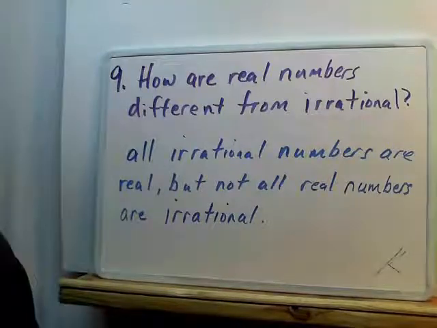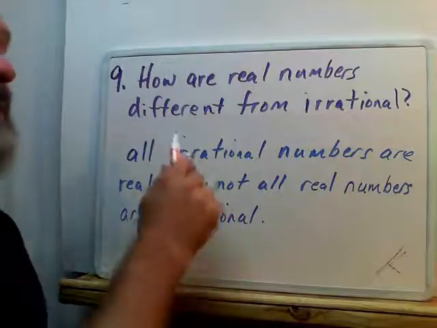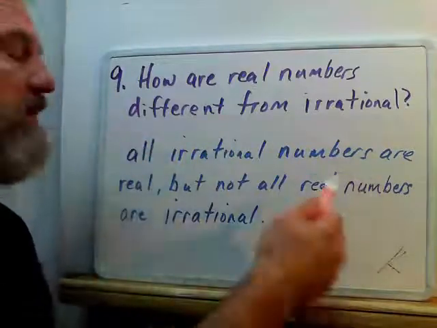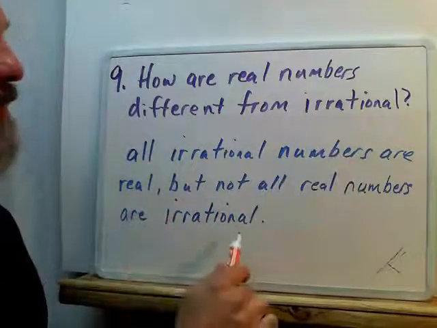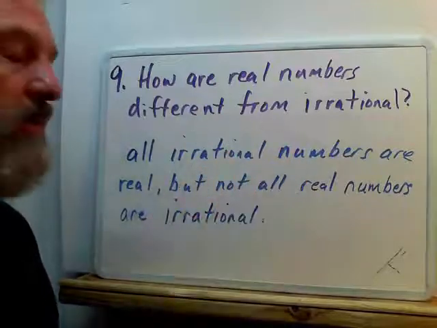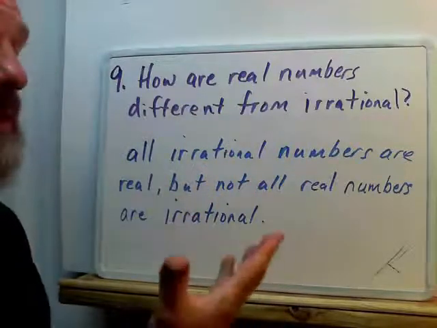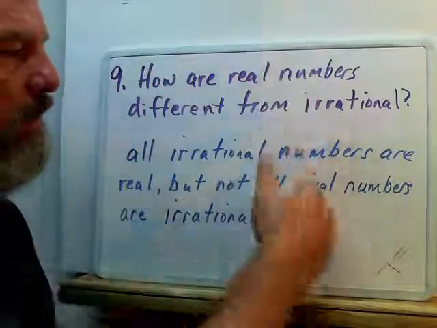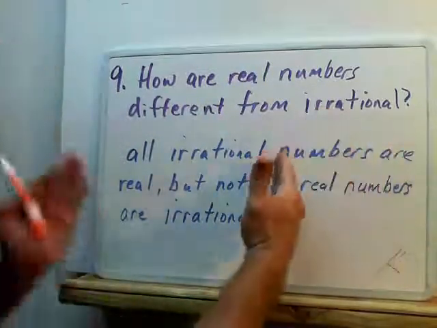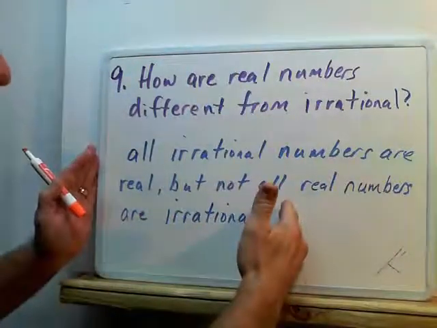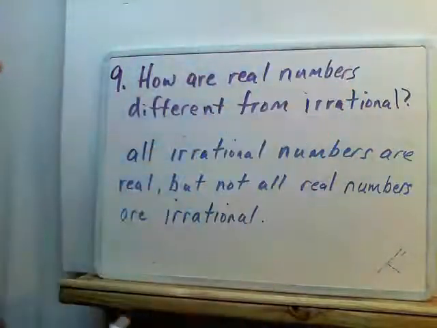And lastly, our essential question: how are real numbers different from irrational? Now, first of all, we could answer this in a lot of different ways. I suspect some of you probably didn't come up with this particular one, but this is what they would like you to see about that. Think about it this way, and think about that Venn diagram. We have irrational over here, and rational, whole, etc. over here, and these are all real numbers.